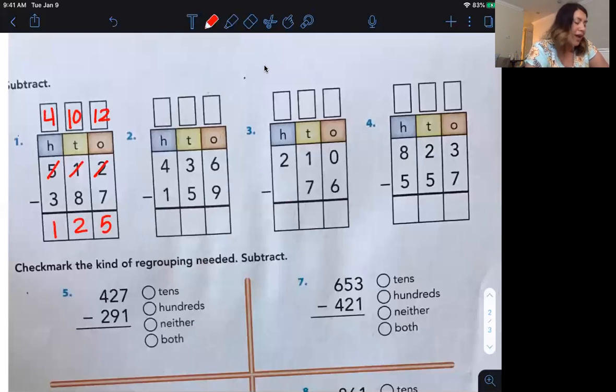6 take away 9. You cannot do it. Let's borrow. 3 becomes 2. 6 becomes 16. I'm going to count from 9 to 16. 9, 10, 11, 12, 13, 14, 15, 16. That's 7.